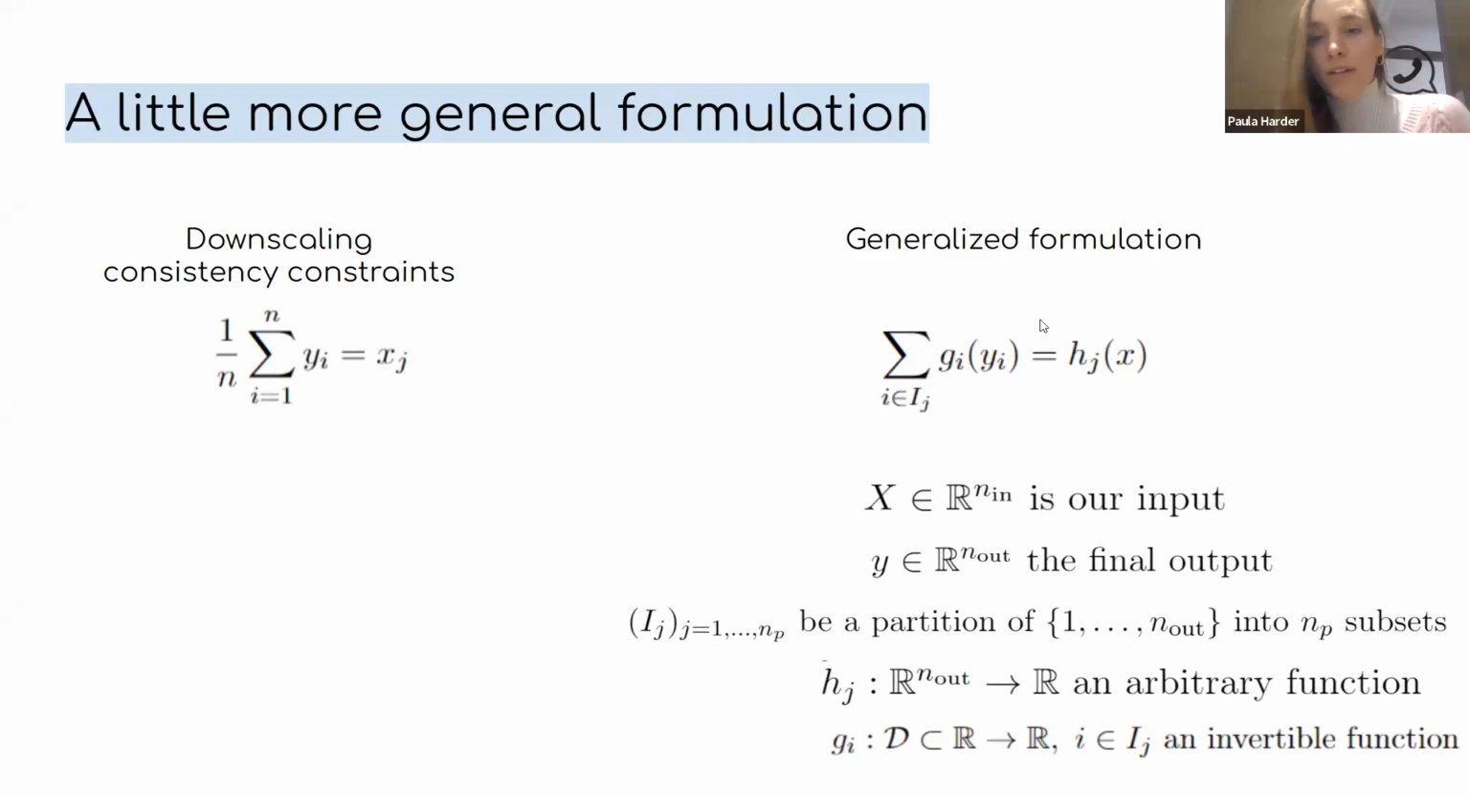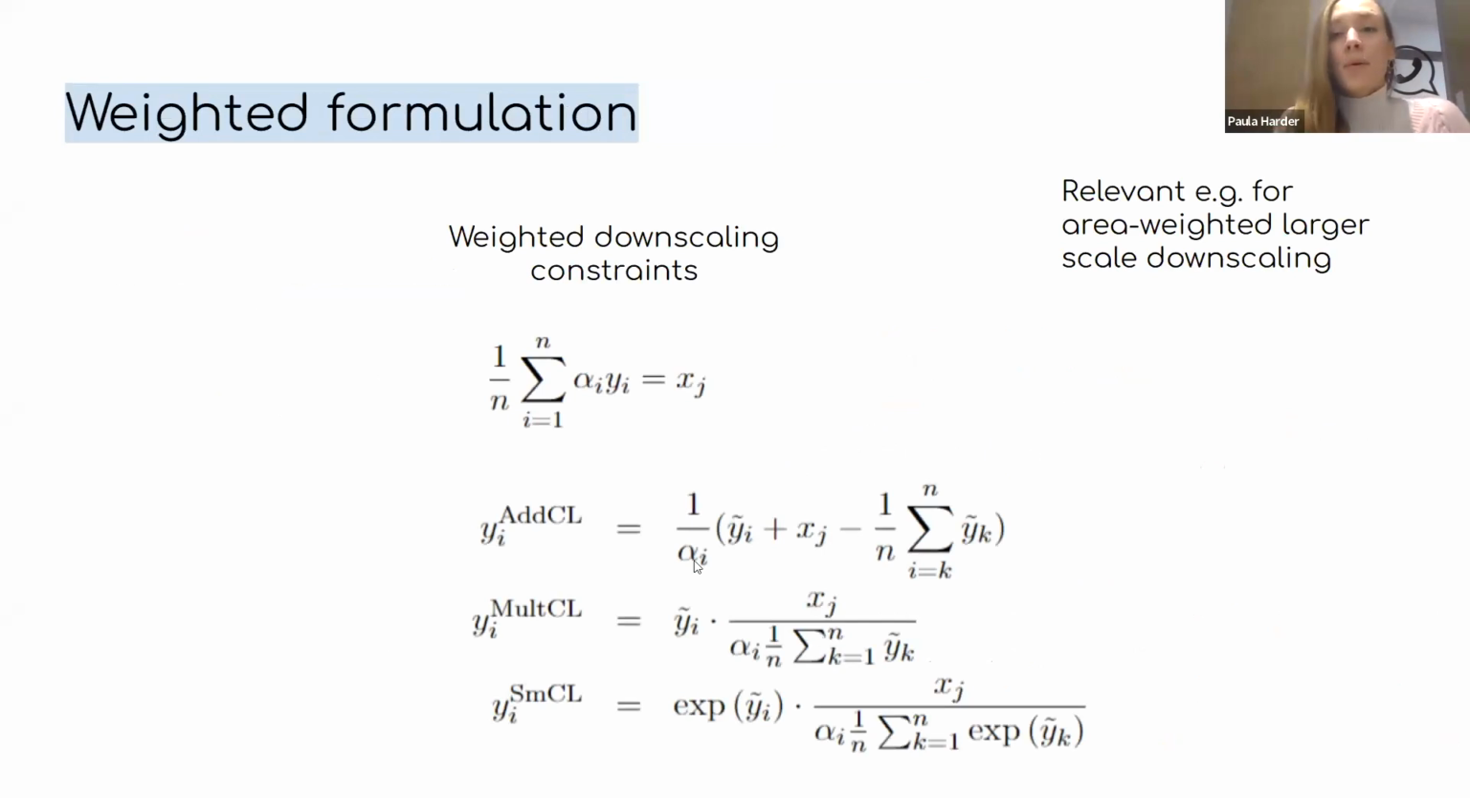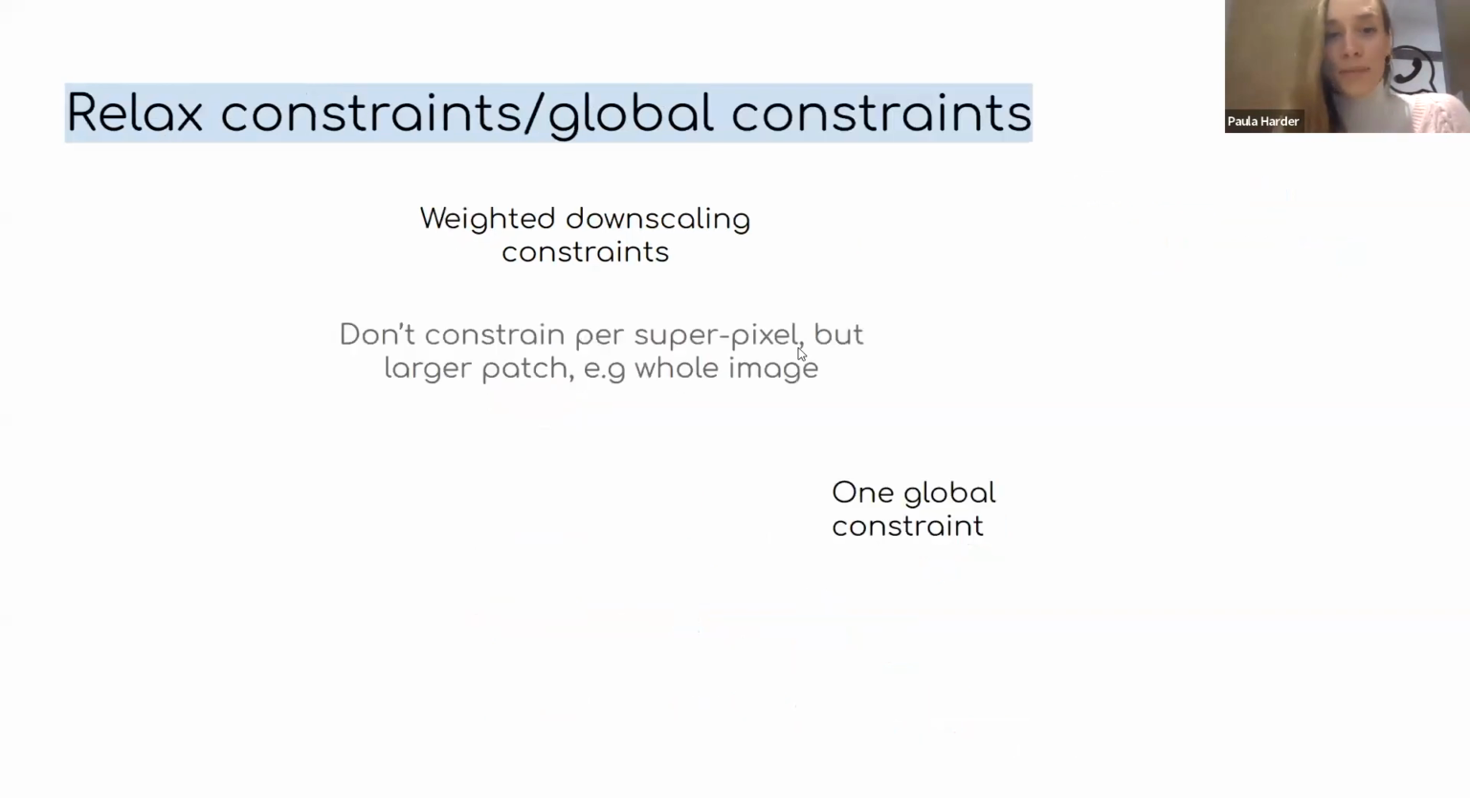So this is our case we looked at. And then, for example, with this more general formulation, it would be straightforward to do the additive constraint layer, the multiplicative, and the softmax one, just slight adjustments. But for example, what we could look at is a weighted mean if we want that. For example, if we think about climate data, maybe not all the grid boxes have the same area, so we would have some longitude latitude weighting, and then it's just a slight adjustment, and we could still enforce that.